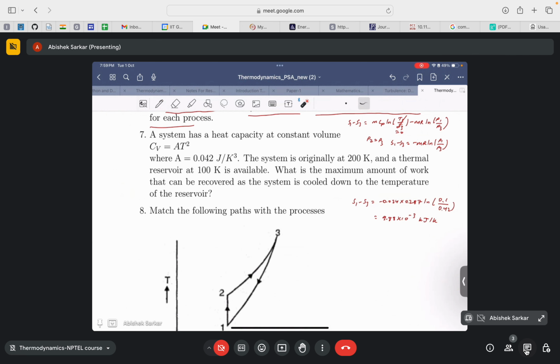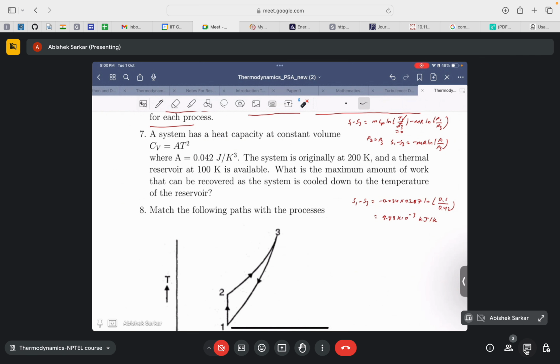A system has a heat capacity at constant volume Cv equal to AT square, where A is equal to 0.042 joule per Kelvin cube. So they have given the value of A and the units are joule per Kelvin cube. T square will have a unit of K square, so K square into joule per K cube gives a unit of joule per Kelvin. So Cv is in terms of joule per Kelvin. The system is originally at 200 Kelvin and a thermal reservoir is at 100 Kelvin. What is the maximum amount of work that can be recovered as the system is cooled down to the temperature of the reservoir?